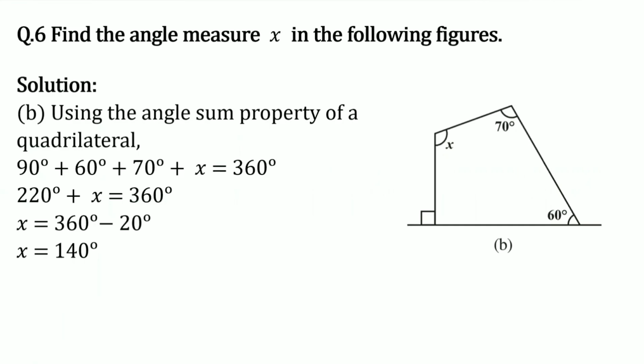Question 6. Find the angle measure x in the following figures. This is the first figure. Here it is a quadrilateral. Two interior angles are given to you. This x you have to find.